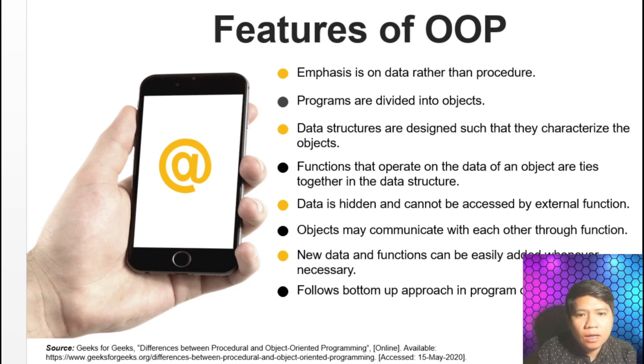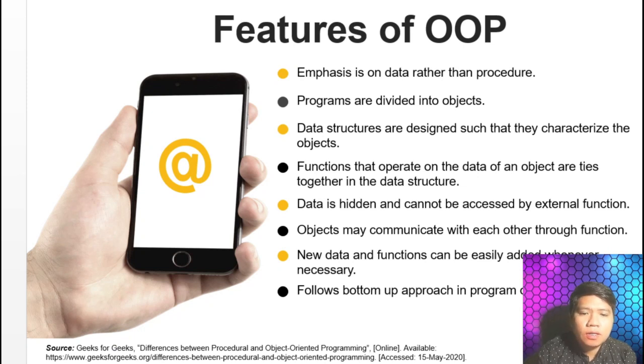Emphasis is on data rather than procedure. Again, I showed you earlier. So what is important in OOP is data rather than procedure. Okay, because in OOP we treat each program using the concept of objects. Again, programs are divided into objects. Data structures are designed such that they characterize the objects. Functions that operate on the data of an object are tied together in the data structure. Data is hidden and cannot be accessed by external function.